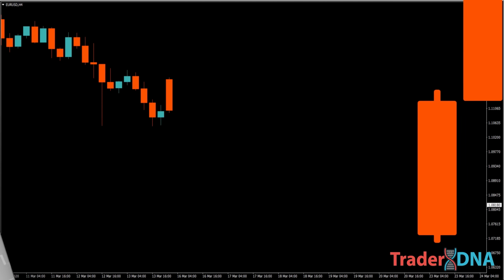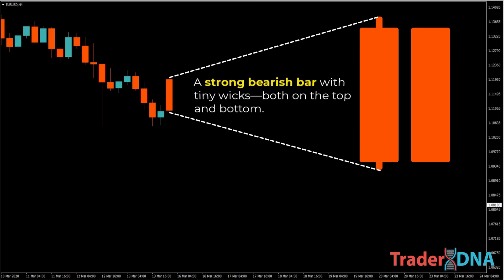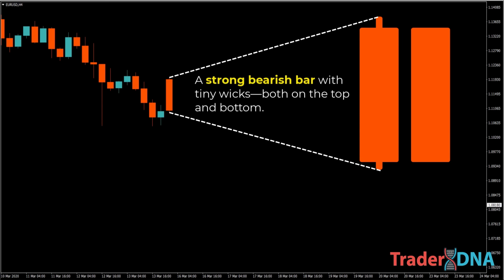Perfecting the sell setup. I'll walk you through a sell entry example, making sure you grasp every detail with absolute clarity. Take a look at the chart. What stands out? A strong bearish bar with tiny wicks both on the top and bottom. And this tells us that sellers are dominating the market. Now here's the key insight. Traders are rushing to sell immediately after the previous bar closed. This signals a strong market intention to drive prices lower and continue the bearish trend.